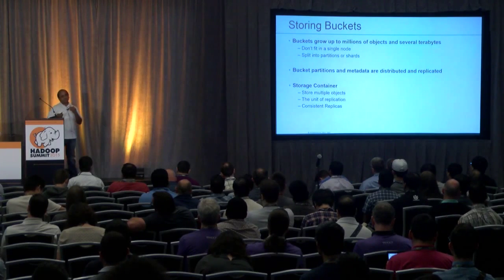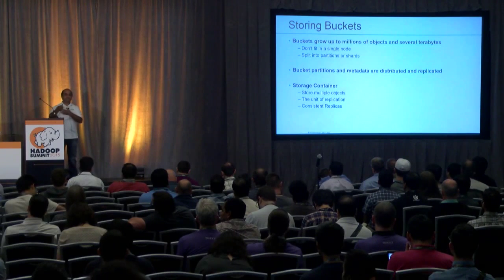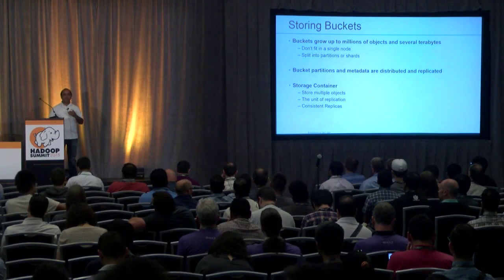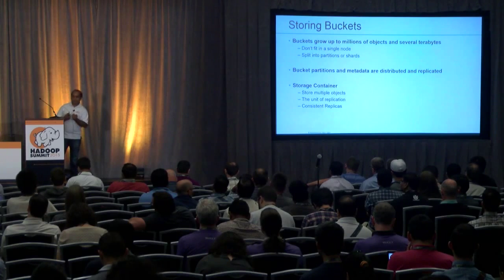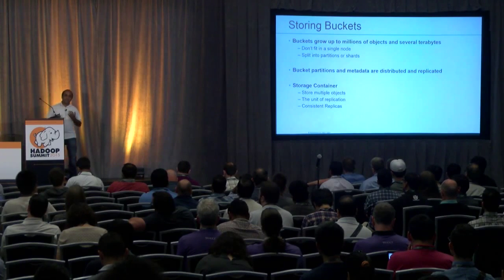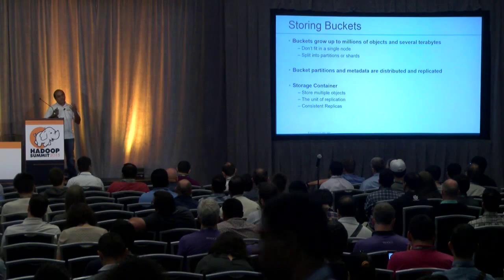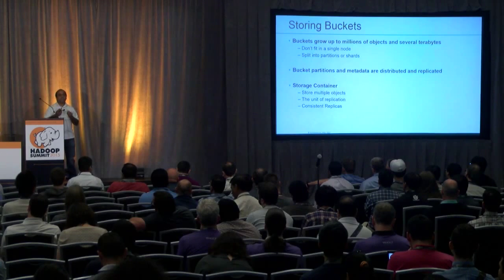And all this data has to be stored on the cluster. And here we are introducing a notion of a storage container. This container is a unit of replication. It can store multiple objects within it, and it is replicated on multiple data nodes for reliability, and the replicas have to be kept consistent. So this is one of the key cornerstones of the architecture here.